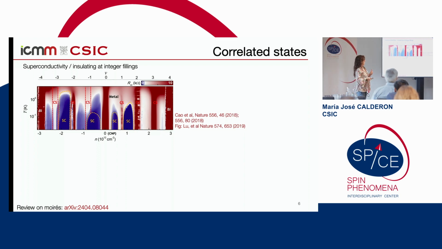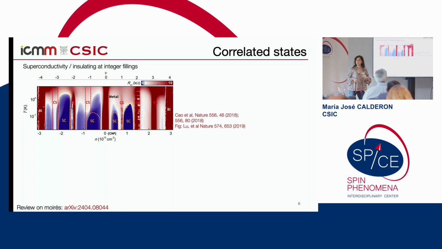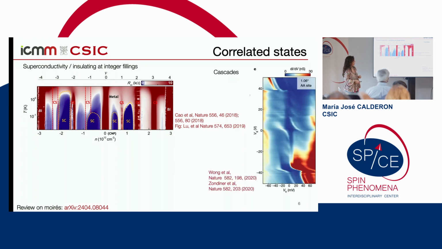You also can find different correlated states. The first ones were in this paper by Efetov, which came out a little later than the original one from Pablo Jarillo's group. Here you can see the correlated states happening at integer fillings, with the superconducting domes in between. And after that, many other probes came out.